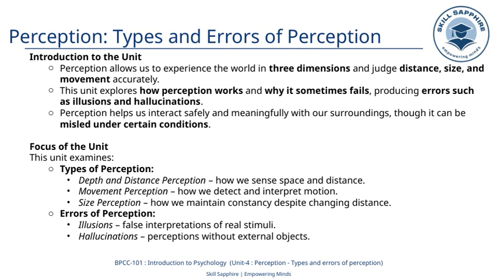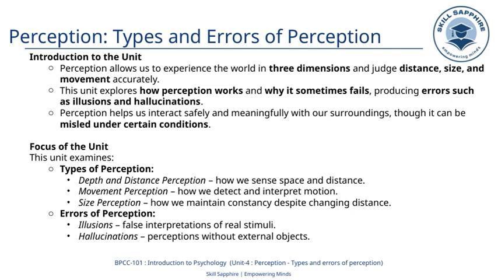These failures can lead to interesting phenomena like illusions and hallucinations, which show us just how complex and sometimes fallible our perceptual processes are. Perception helps us interact effectively with our surroundings, but it can be misled under certain conditions. That's why understanding these errors is so important. It reveals the limits of our perceptual system and helps us better understand human experience.